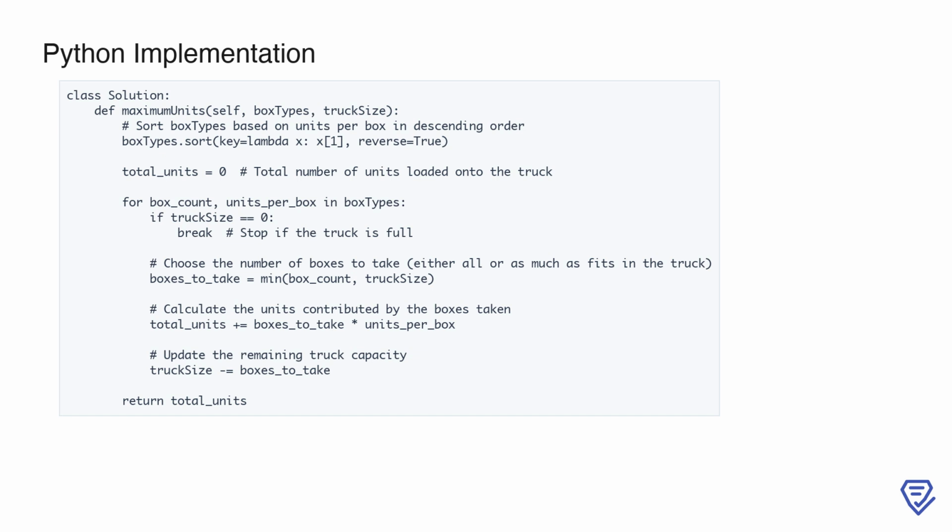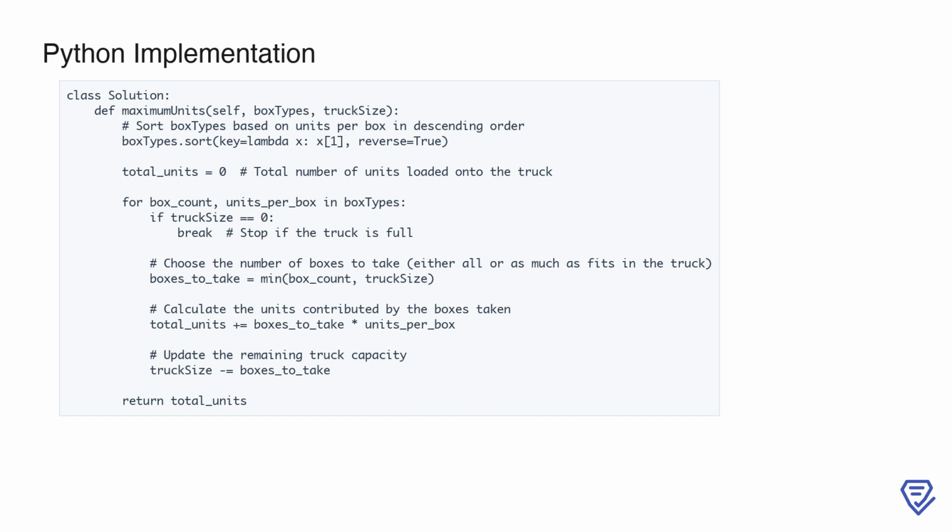The algorithm starts by sorting the boxTypes list. The sorting is performed in descending order based on units per box using a lambda function, key equals lambda x: x[1], reverse equals True. This ensures that the most valuable boxes, in terms of units, are considered first. Next, we initialize total_units to 0. This variable will track the cumulative number of units loaded onto the truck.